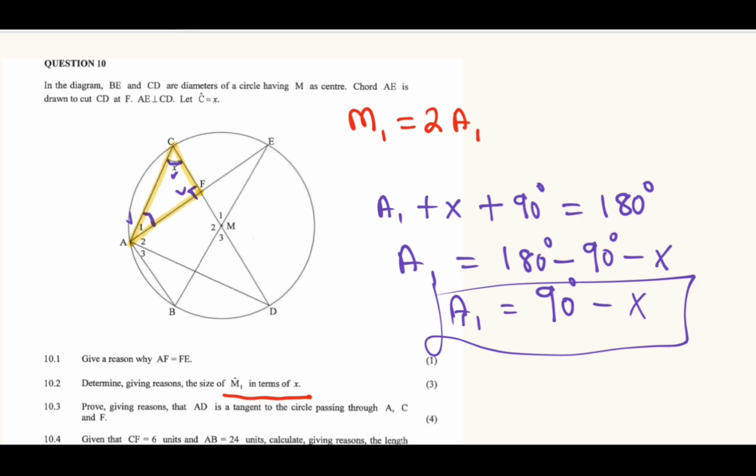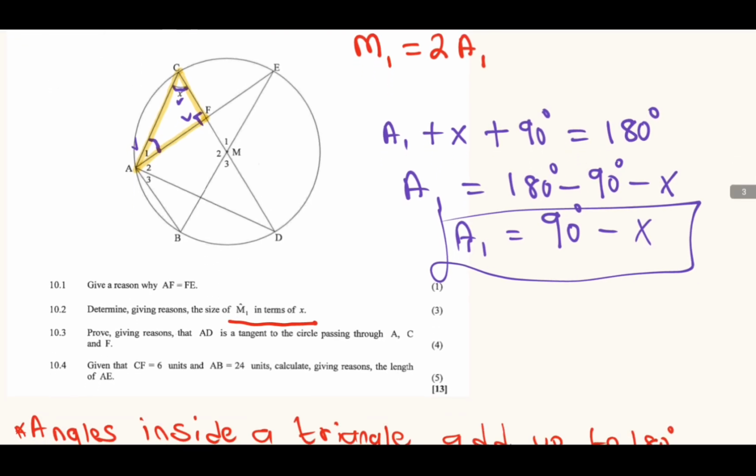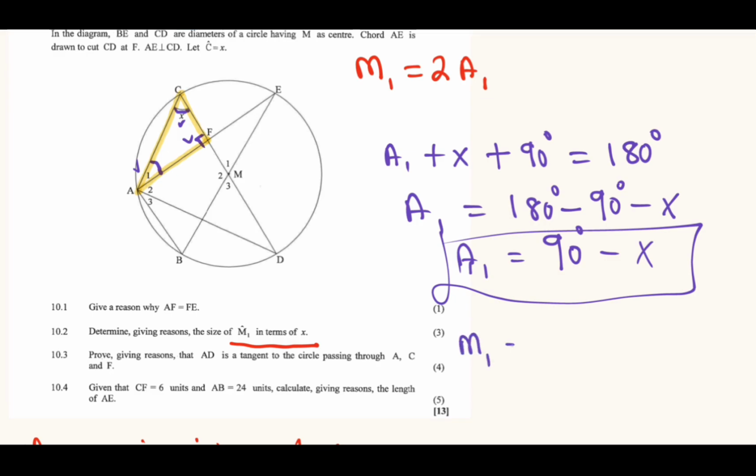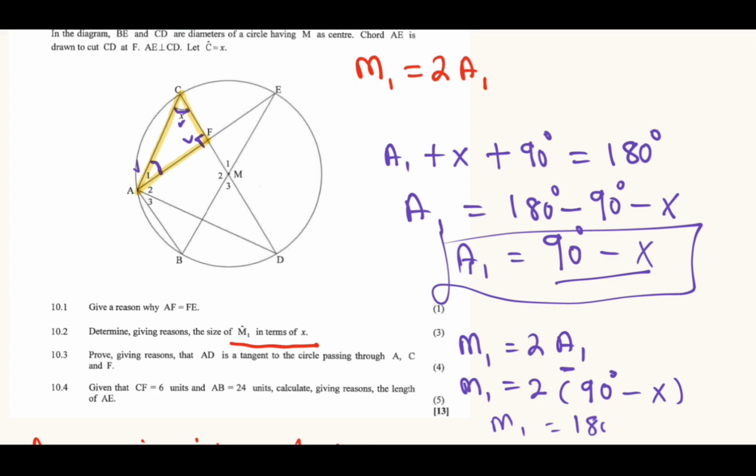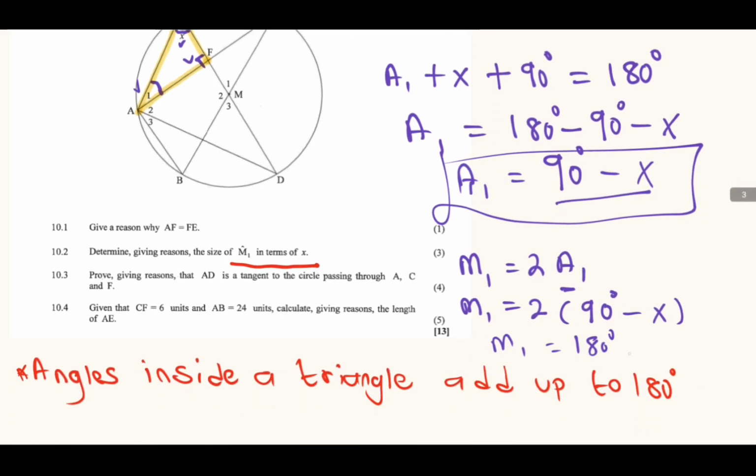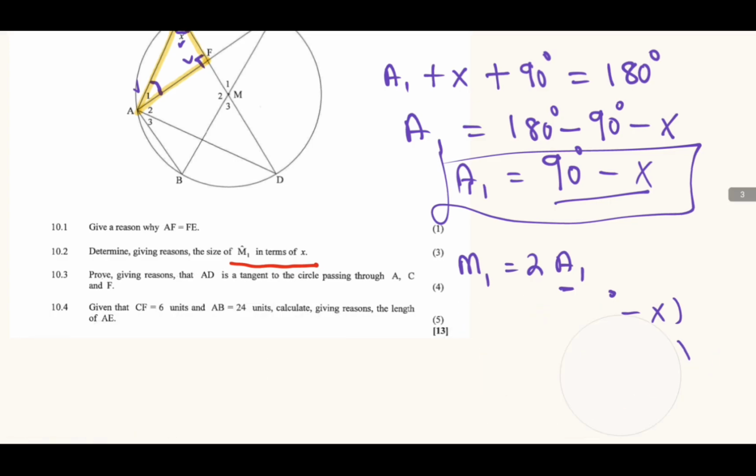But it is not A1 that we are looking for, we are looking for M1. Since M1 is twice A1, where there is this A1, we can substitute 90 minus X, because 90 minus X is equal to A1. So you substitute 90 degrees minus X in the place of the A1. So our M1 will be equal to 2 multiplied by 90 degrees, which is 180, and 2 multiplied by negative X will be equal to negative 2X. So our M1 in terms of X will be equal to 180 degrees minus 2X. Moving on to question 10.3.